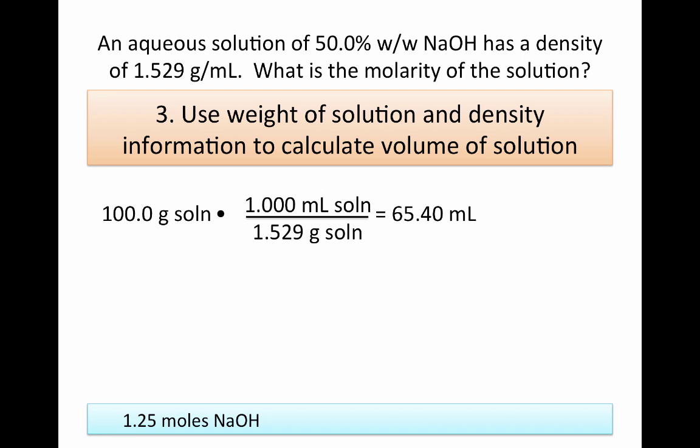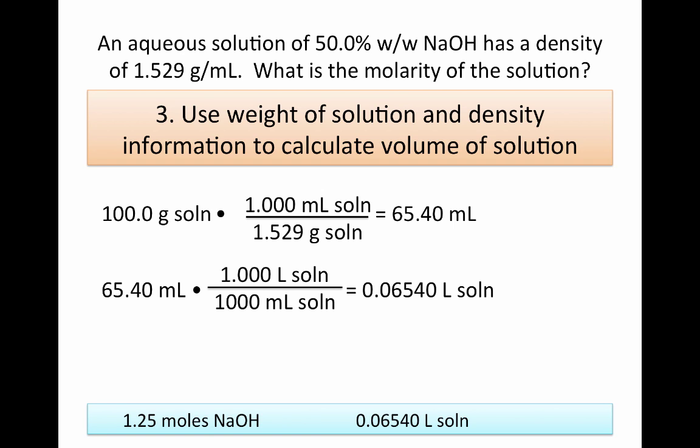Now, if you remember, the calculation for molarity wants volume in liters, so we've got to convert milliliters to liters and use the conversion factor of 1 liter for 1,000 milliliters, and that gives us 0.0654 liters of solution. So that's the second thing we were looking for. So again, that's going down in the blue bar down here.